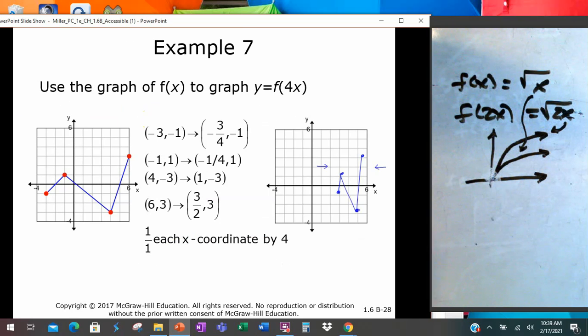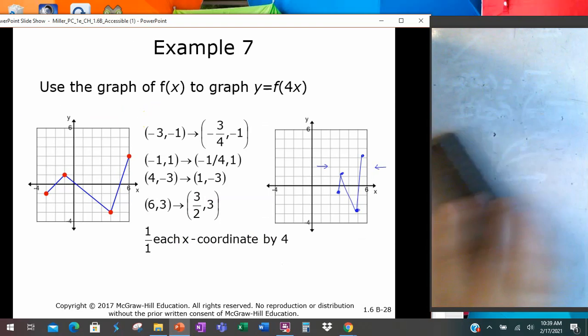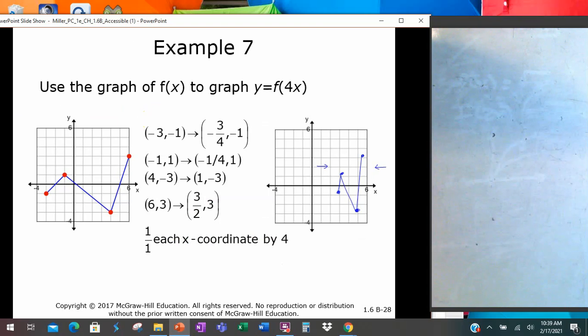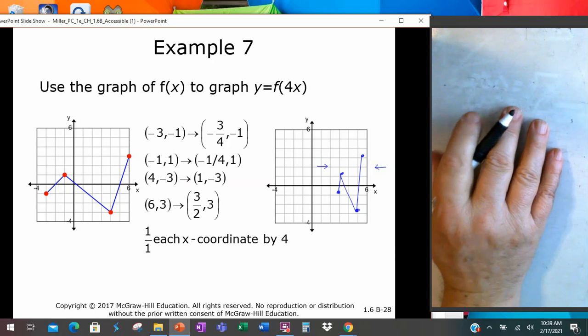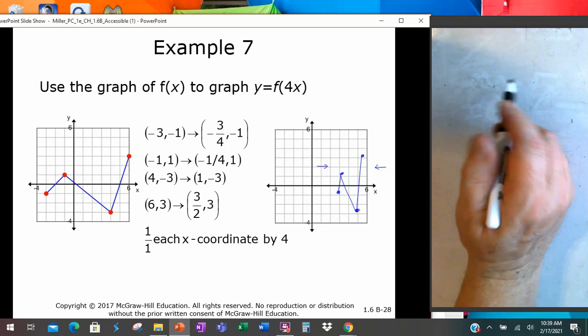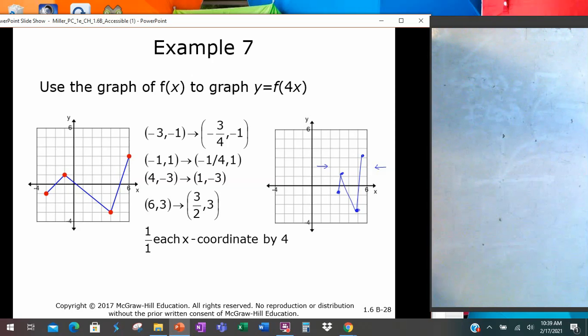Okay, so some of the key things that you're going to be able to do on ALEKS is, given a graph, I'm going to apply some transformation. Use the graph of f of x to graph y equals f of 4x. Here are the points that I know, and I want to do this transformation.